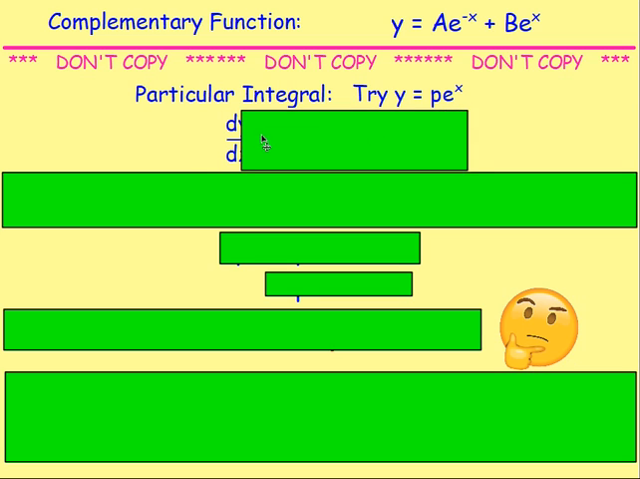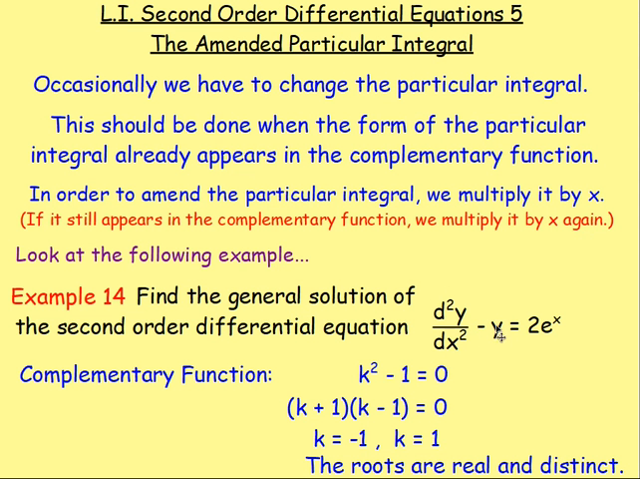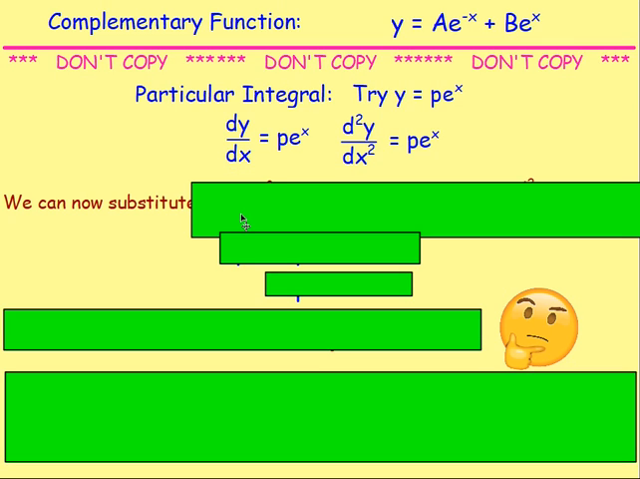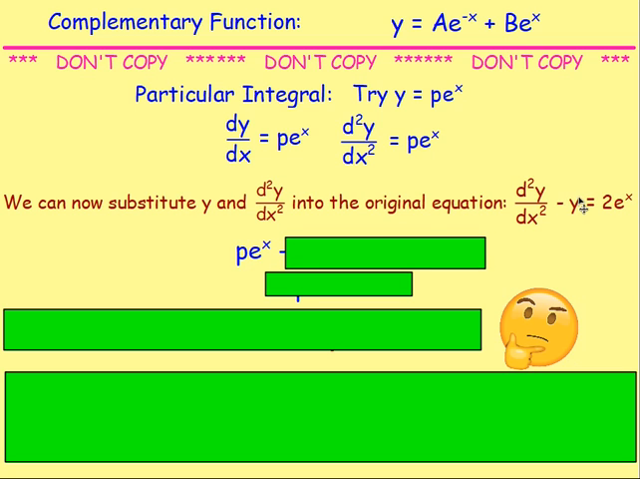We know after that we would differentiate. We would come up with dy by dx, and if you differentiate pe to the power of x, it stays as pe to the power of x. We would differentiate again to get the second derivative, and that would give us, again, pe to the power of x. What we then do is, if we look at the original equation, we've got d2y by dx squared minus y, so we can replace the d2y by dx squared and the y into that original equation. If we do that, d2y by dx squared is pe to the power of x, and we're taking away y, which is pe to the power of x, and that equals that right-hand side.